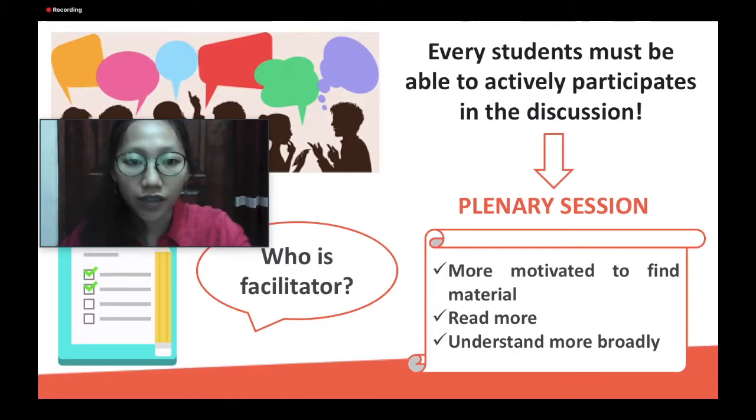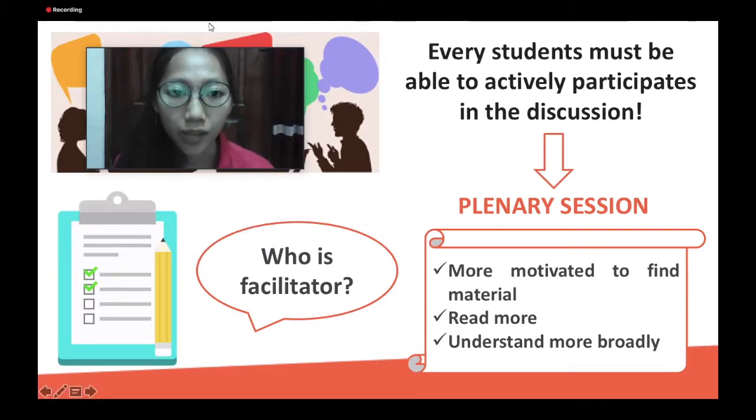After SGD, there will be a plenary session where each SGD will be given the opportunity to present the results of their discussion. It is hoped that with the SGD learning system, students will be more motivated to find material, read more, and understand the material more broadly.